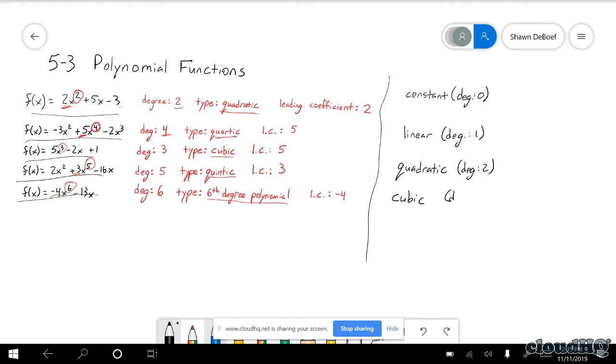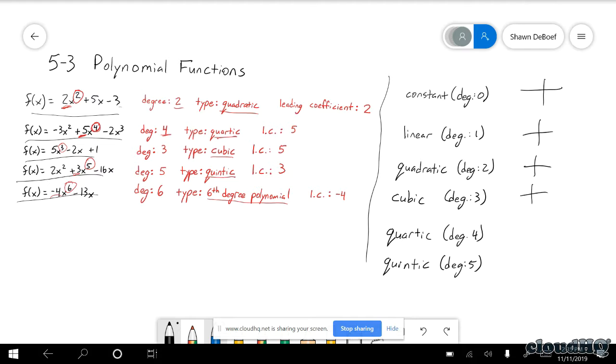And then we get into our new ones. Cubic, when the degree is 3. Quartic, when your degree is 4. And quintic, when it's 5. And I want to have just a real basic idea of what each of those graphs may look like. So constant, we've dealt with constant before.